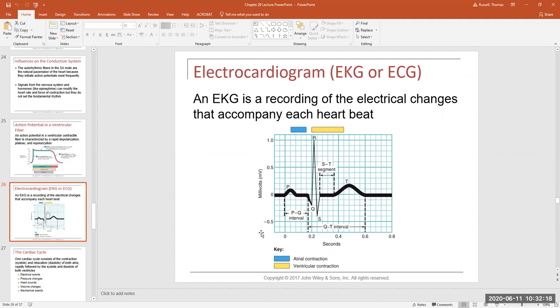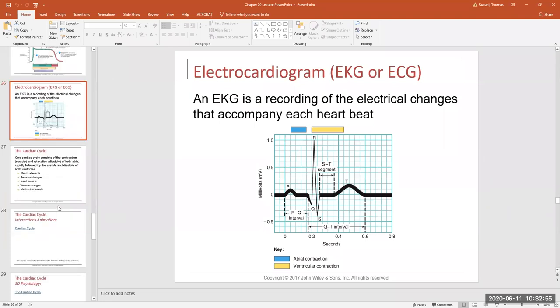So on the test, I just want you to know what the waves represent. The P wave is atrial depolarization and contraction. The QRS is ventricular depolarization and subsequent contraction. The ST segment represents the plateau phase of contraction of the ventricles. And that T wave represents repolarization and subsequent relaxation of the ventricles. That's about all I want you to know for that. I know there's a little bit more information in there, but just know that and you'll be fine.